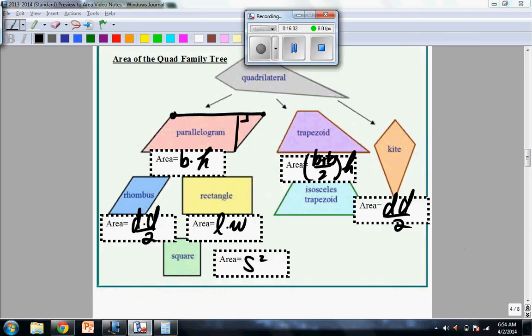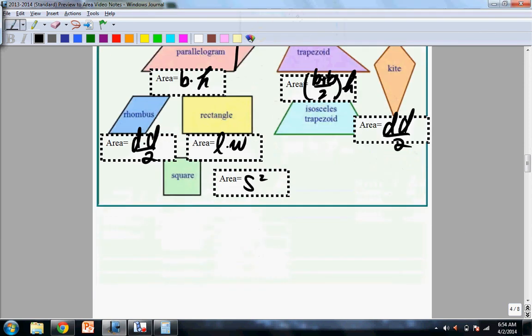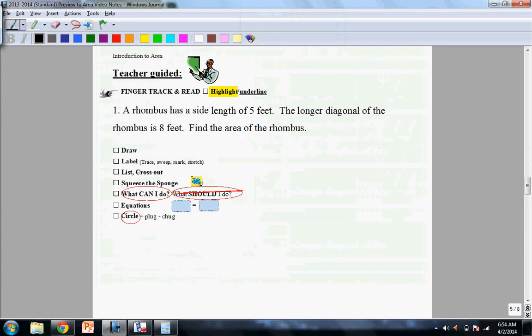Let's take a shot and do a couple problems together. It says finger track, read, highlight and underline keywords. We have a rhombus that has a side length of 5 feet. The longer diagonal of the rhombus is 8 feet. Find the area of the rhombus.